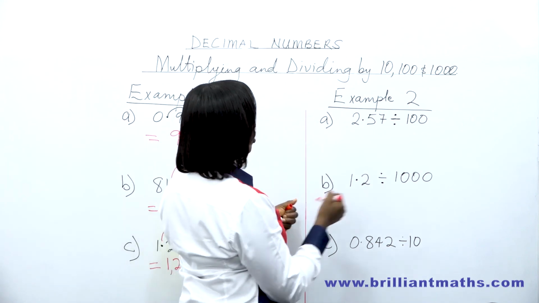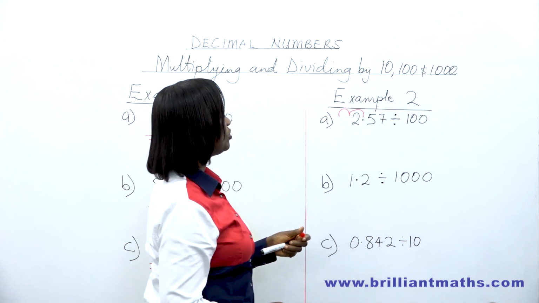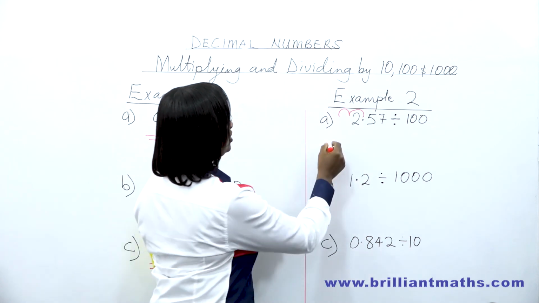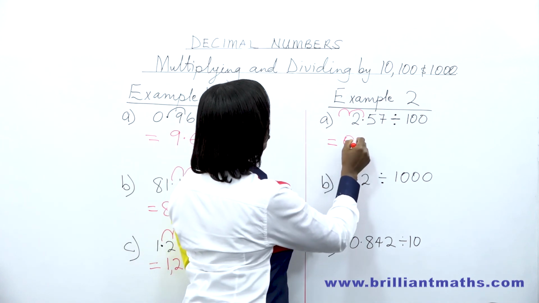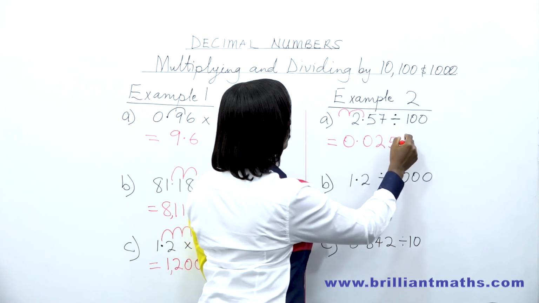So the loop goes from right to left. We have 2 loops. So the answer is 0.0257.